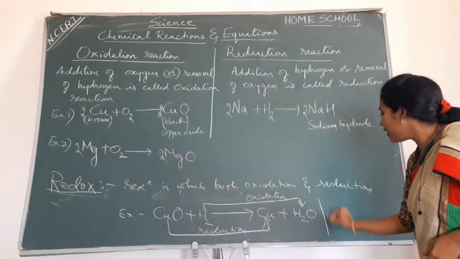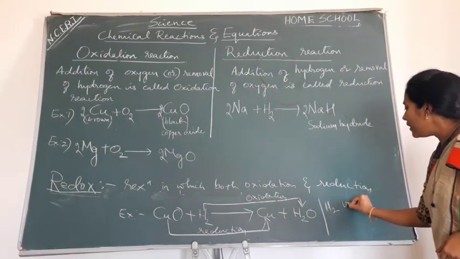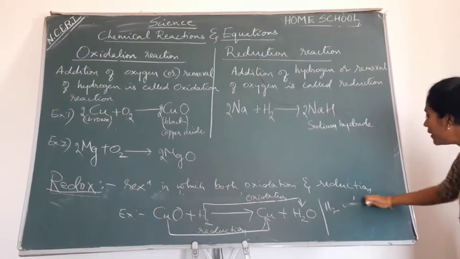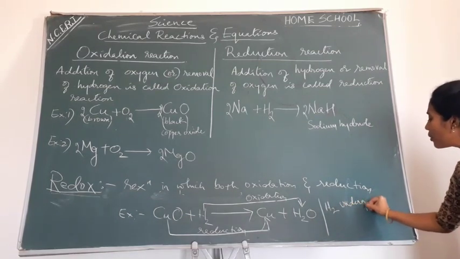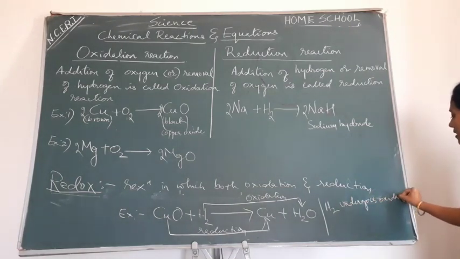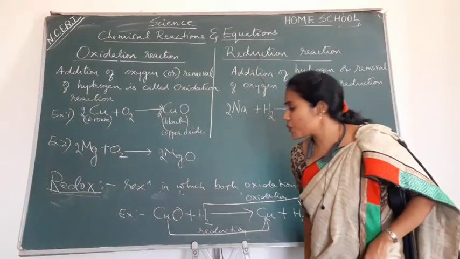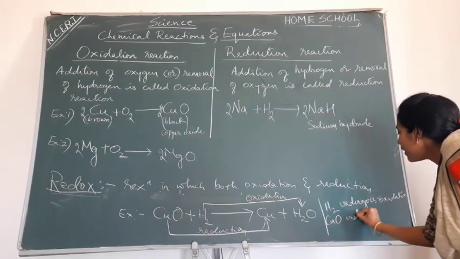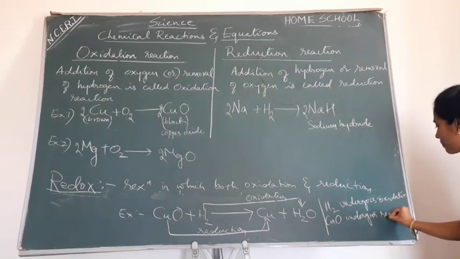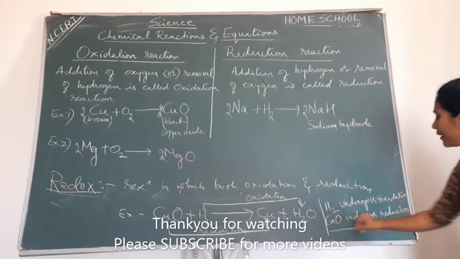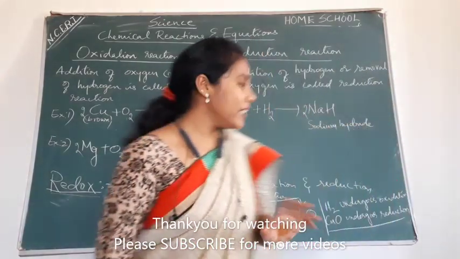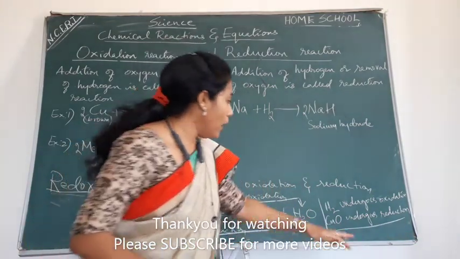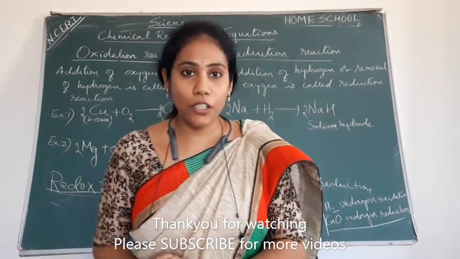So what can I write here? H2 undergoes which process? Oxidation. And among the reactants, which one undergoes reduction? Copper oxide. Not just copper, you have to say copper oxide undergoes reduction. Okay. In other words, we say hydrogen is oxidized. Oxidized means undergoes oxidation. Or copper oxide is reduced. Like that also we can say.